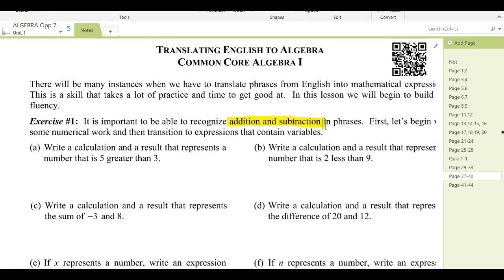All right, we're going to just kind of read through phrases and we're going to see what happens. But constantly in the back of your mind, think: is this a word that means adding or is this a word that means subtracting? Okay? So, in this phrase, first one, letter A, says write a calculation that represents a number that is 5 greater than 3. Greater than 3. What do you think that means? Add or subtract?